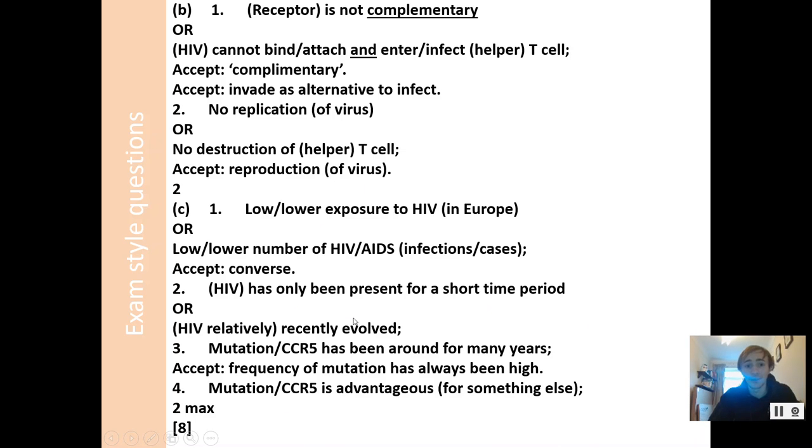Now this is common sense, maybe not. This is not something I'm going to be teaching you. A lot of the time with these questions there's going to be a two marker at the end which just gets you to think about it.